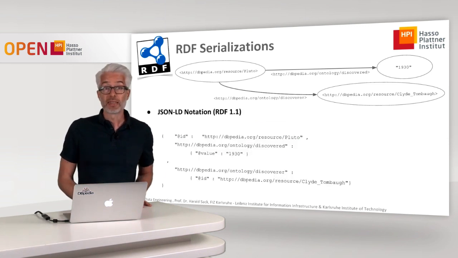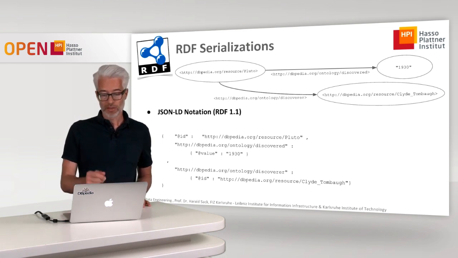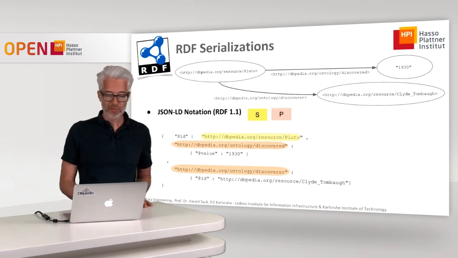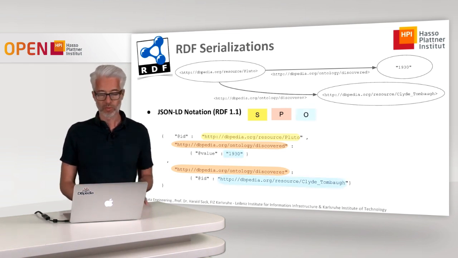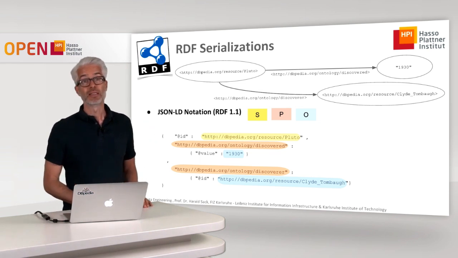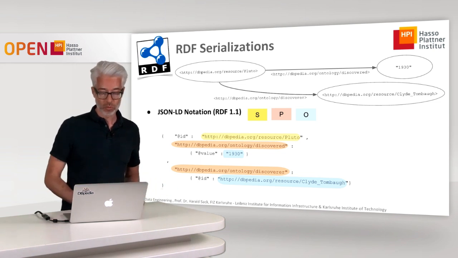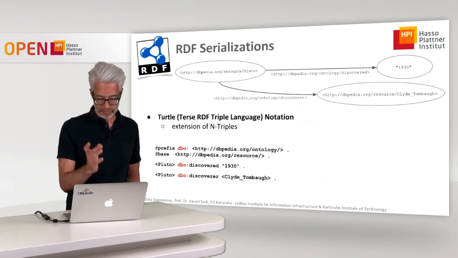Then we have the JSON-LD notation. Some of you who are able to read JSON will immediately recognize what is what here. For example, we have the subject in the first line, then we have the property each in the second line, and then we have the object, which is once a value, and in the second example, it's an ID. So this would be the comparable JSON-LD serialization of the facts we have seen here.